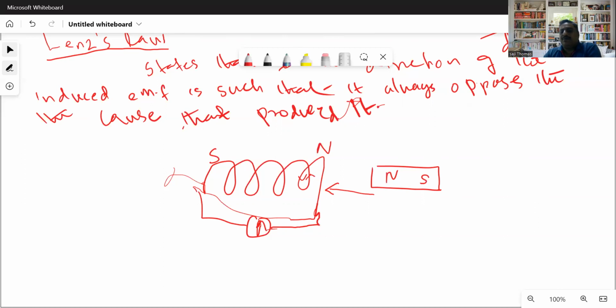Now, if you move the bar magnet away, what will happen? Flux through the coil decreases. So induced current flows such that this end becomes a south pole. Then south will attract the north. The bar magnet will be attracted, right? So induced current is always opposing the cause which produced it. If induced EMF is due to an increase of magnetic flux, induced EMF tries to decrease that. Okay, this is Lenz's law.